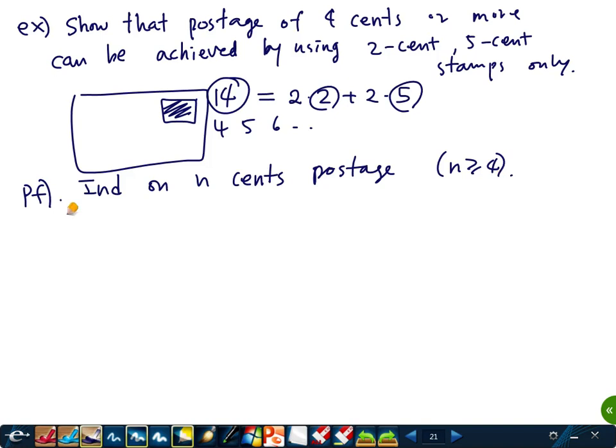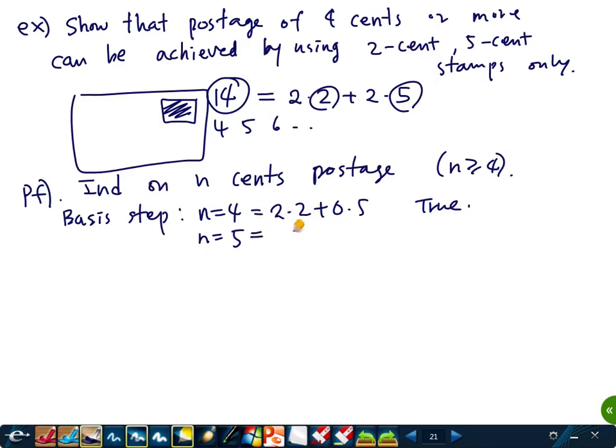Basis step. n equals 4. Can you write 4 using 2s and 5s? Yes. 2 times 2. You don't need 5s, so this is okay. True. I'm going to consider the next one as well. Why? Because we have to do that. I'm going to tell you later. This is fine, right? 5 can be achieved using 2s and 5s, right? You will see why I did this. Now, inductive step.